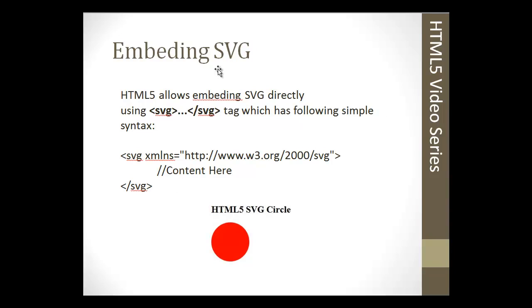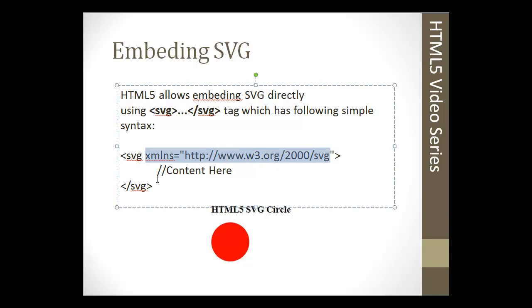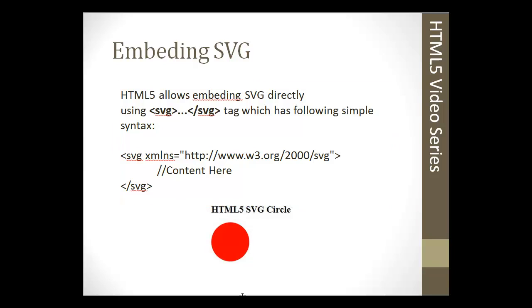Now, embedding SVG into HTML uses the SVG tag, which follows a simple syntax, which you can see right here: SVG open tag, and then we define the XML standard, and then the content will go in between the SVG tags, which we will do in the second part of this program. And you can see here, this is an example of just a simple SVG circle.